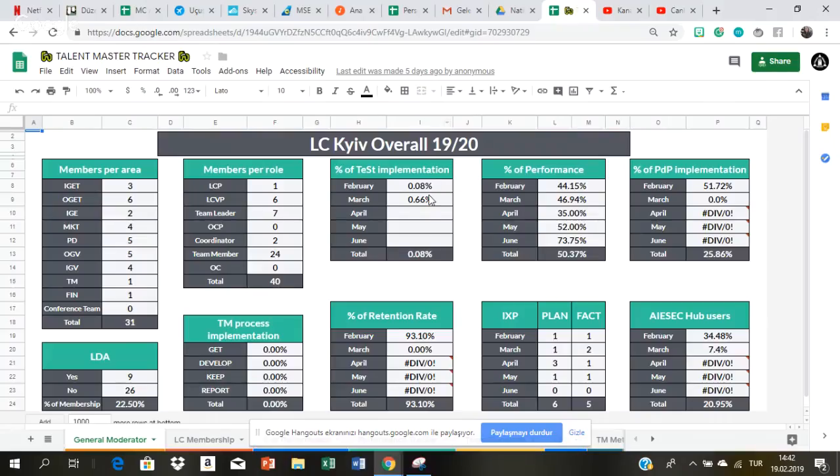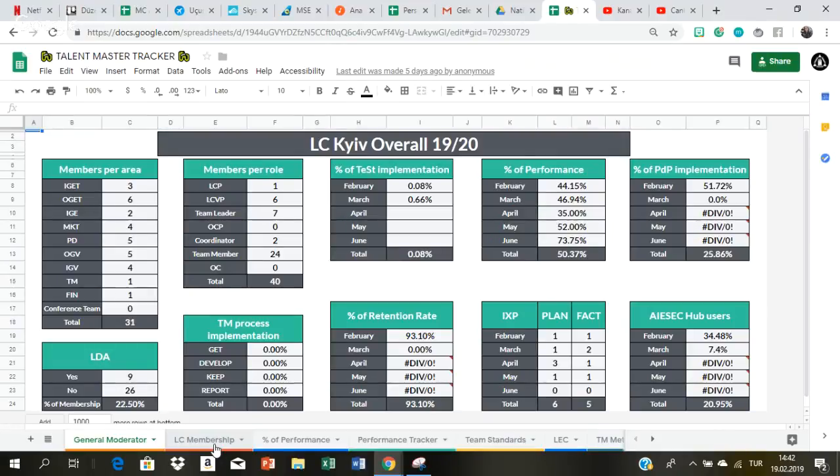Let's start. As you can see, this is our talent trackers, the new ones. I will mention what changed and also how to use it, in detail. When you open your talent tracker, you will see at first the general moderator.